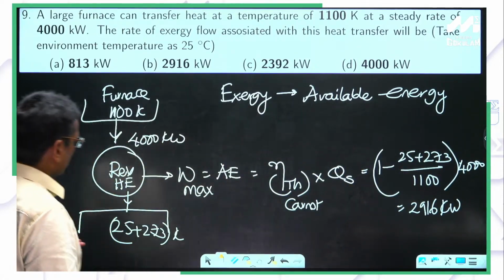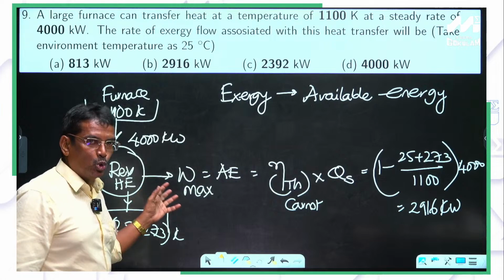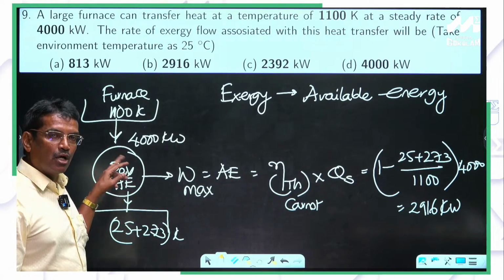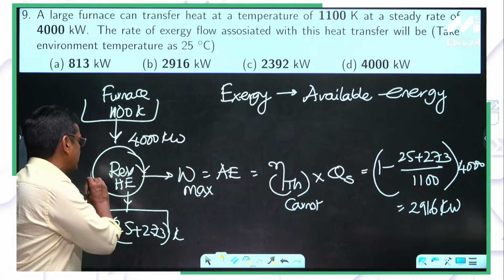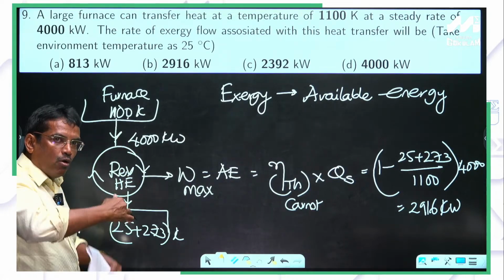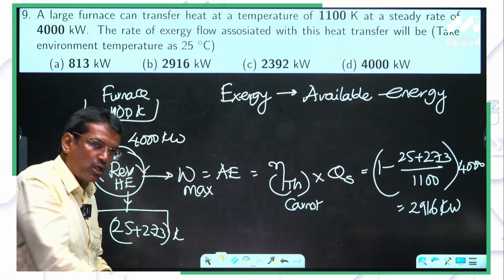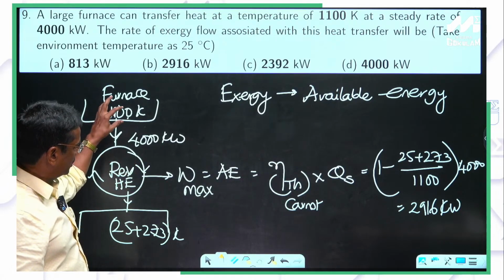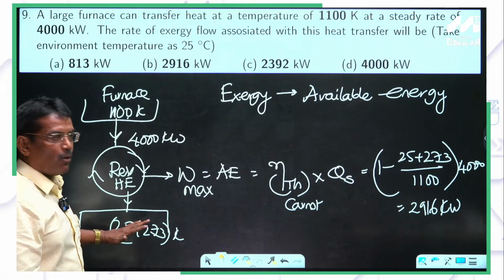Please note that you are able to get the maximum work only when the heat engine is operating in a reversible cycle, that is a Carnot cycle. A source is there, it is supplying some heat. When can you expect the maximum work output? Only when the reversible heat engine is operating between the source and the lowest possible temperature.